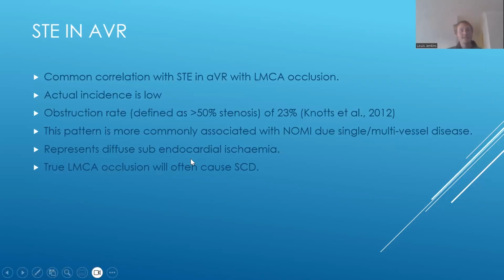So ST elevation in AVR is commonly correlated with LMCA occlusion, so left main coronary artery occlusion. That is your big coronary artery that divides into your left anterior descending and your left circumflex artery. The actual incidence of proximal LMCA occlusion is low.